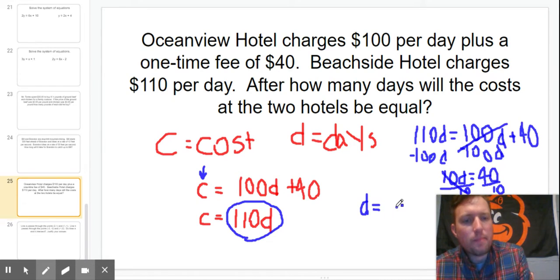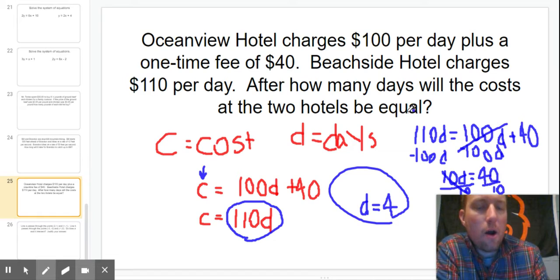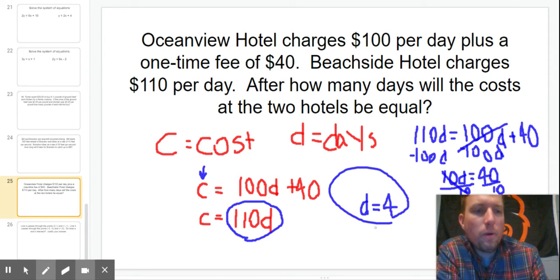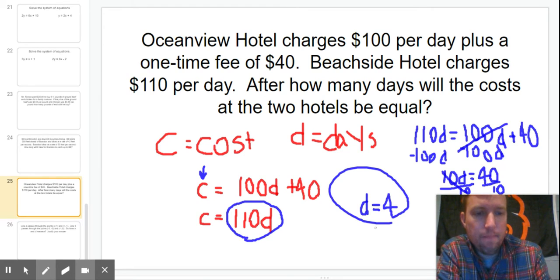Now, what does that mean? Well, let's go back up to the question, to make sure we understand what it means. The question asks after how many days the cost of the 2 hotels are equal. The answer would be 4. After 4 days, the cost of the 2 hotels would be equal. So, congratulations. We just used systems of equations to solve a real-life problem, figuring out what would be the better deal, or when it would be equal after a certain time.